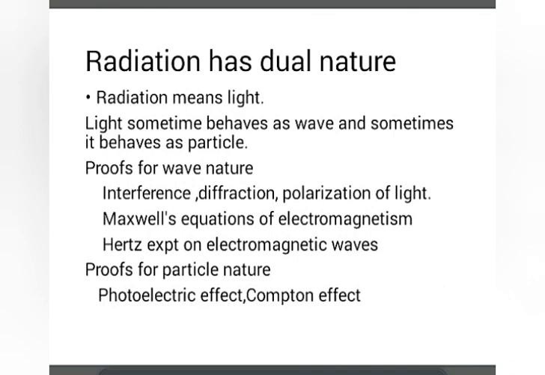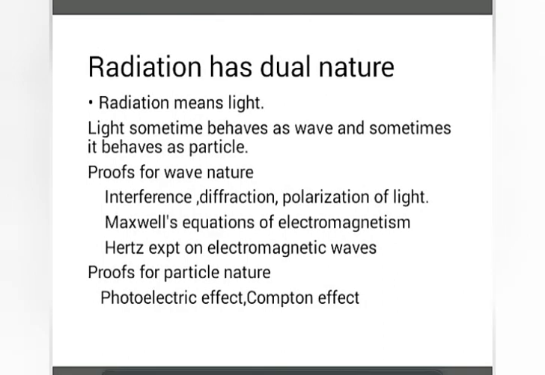Let us discuss the chapter Dual Nature of Radiation and Matter. Radiation means light. Dual nature of radiation means light has two types of nature. Light sometimes behaves like a particle and sometimes behaves like a wave. That is the meaning of dual nature of radiation.